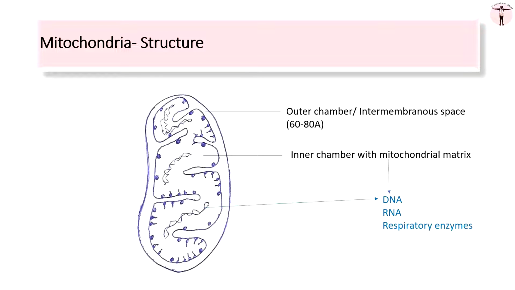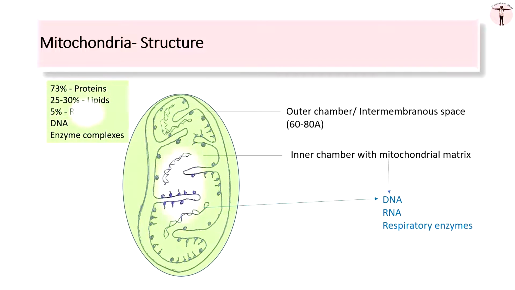Chemically, mitochondria are composed of 73% proteins, 25 to 30% lipids, 5% RNA and a small amount of DNA. The enzyme complexes are more. The number and shape of the mitochondria as well as the number of cristae they have can differ widely from cell type to cell type.